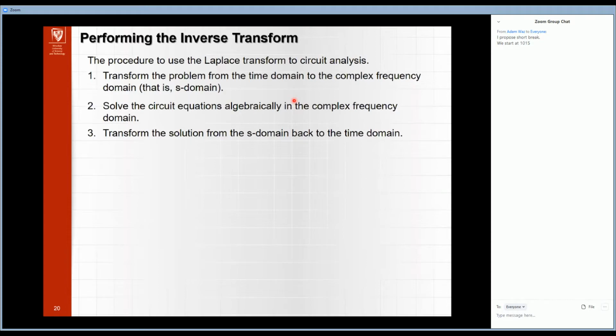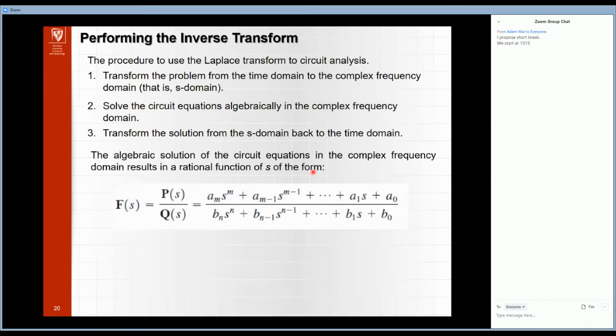So now I talk about how we can return to the time domain from the s domain. Okay, so the algebraic function of the circuit equations in the complex frequency domain, maybe you noticed up to now, that the results we obtain are a rational function of s.